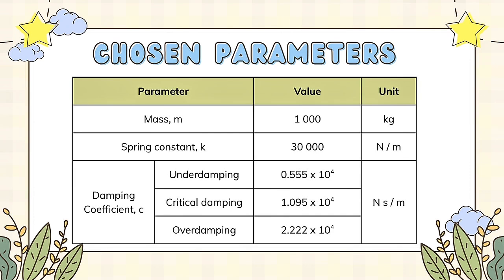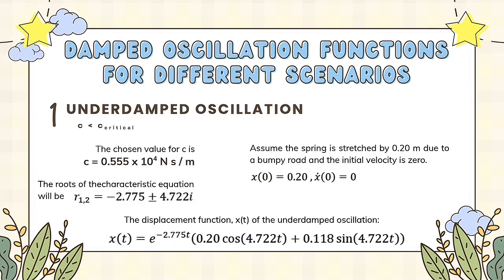Then we choose the other values for c for different cases, which are underdamping and overdamping. All the chosen parameters are tabulated in this table. For underdamped oscillation, c is less than critical c. The roots of the characteristic equation will be complex numbers. We take the initial displacement of the coilover to be 0.2 meter and the initial velocity to be 0. The displacement function will be as shown.